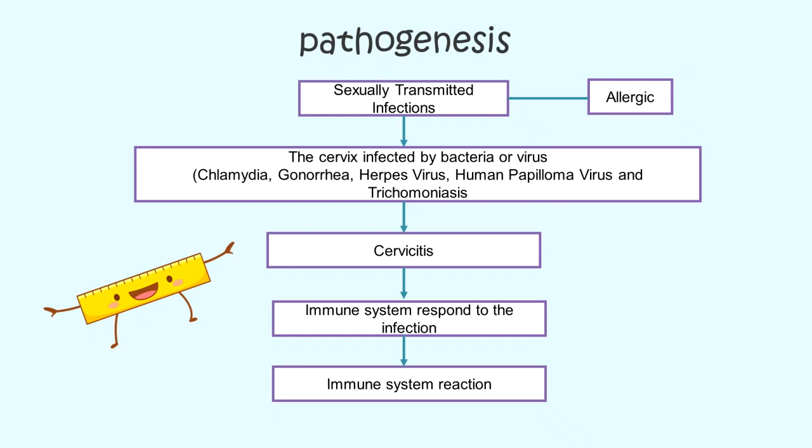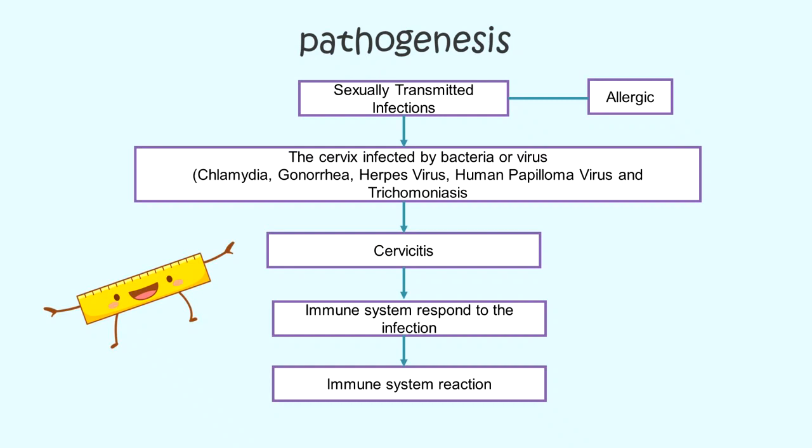Pathogenesis of cervicitis. Usually, the patient will get cervicitis from a sexually transmitted infection, STI. The cervix is infected by bacteria or viruses such as chlamydia, gonorrhea, herpes virus, human papilloma virus, or trichomoniasis. The infection will trigger our immune system to respond to the infection, and we can see the immune system reaction.